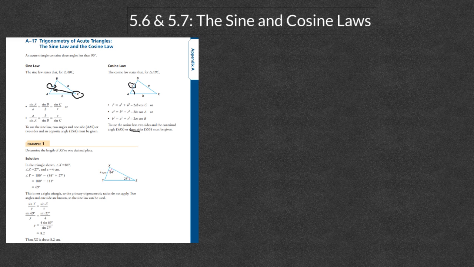So angle A is contained between side C and side B. Think of side C and side B as edges that are holding together that corner, angle A. So angle A is contained by, or held in place by, side C and side B. If you know the length of side C and the length of side B, and you know the measure of angle A, then the cosine law is going to be the best one to use to solve that triangle. Okay, so the cosine law is best for 3 sides or 2 sides and the contained angle.